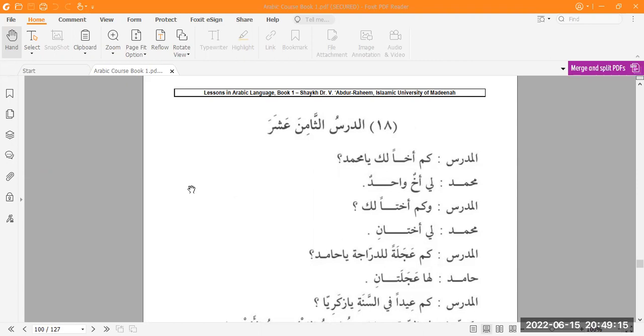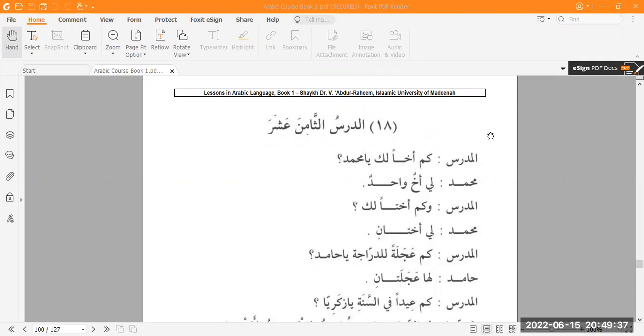Now this is ad-darsu thamina ashara, the 18th lesson. It's one of the important integral lessons because it's the first time we'll be touching on this point, which is, to put it in a nutshell, we're dealing with a dual form. Unlike in English, where you've got singular and plural, in Arabic you've got singular, dual, and plural.